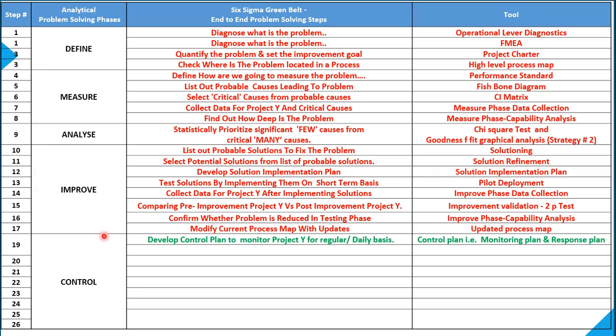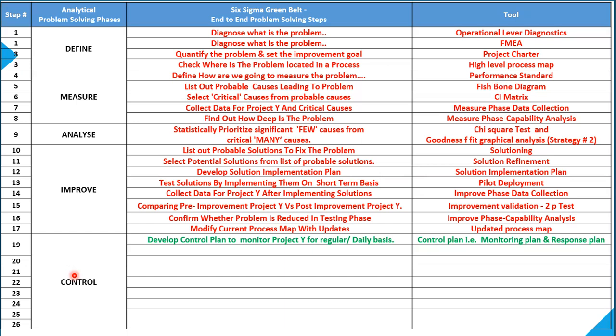And then we have now entered into the control phase. That's the final phase. In control phase, we are going to sustain the improvement. So we achieved the improvement on a short-term or experimental basis. Now the question is, can we achieve the improvement with the same solutions on a long-term, or for that matter, ongoing basis, or regular basis, or daily basis?